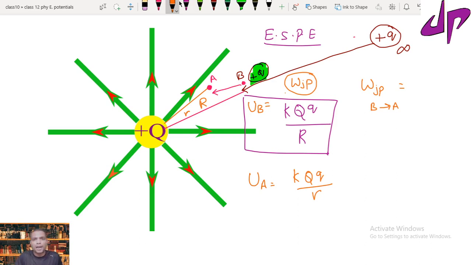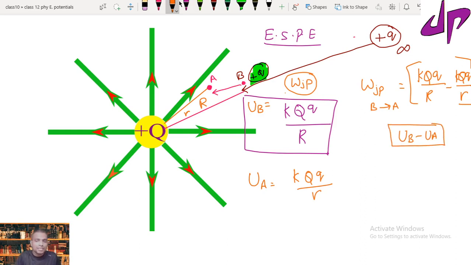It means if you subtract these two, K capital Q small q upon capital R minus K capital Q small q upon small r, energy minus energy, you will get energy itself only. So this we define as potential energy difference, which is nothing but the work done to move a charge from B to A within the electric field.